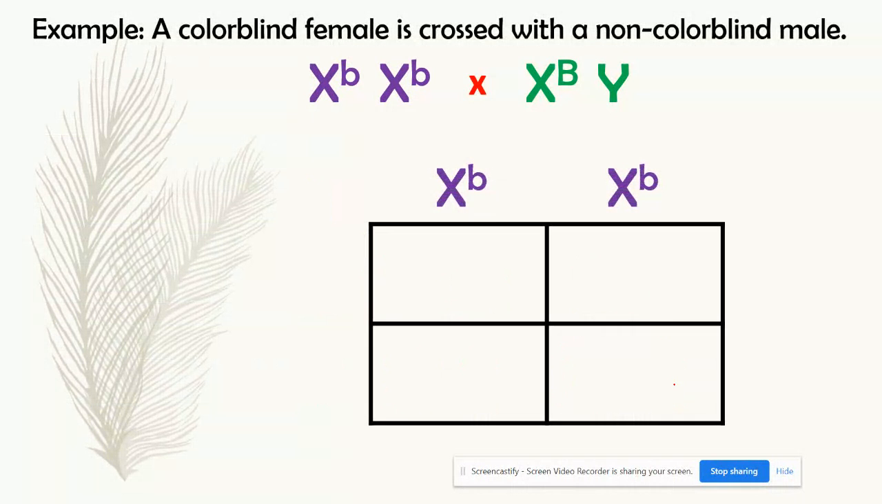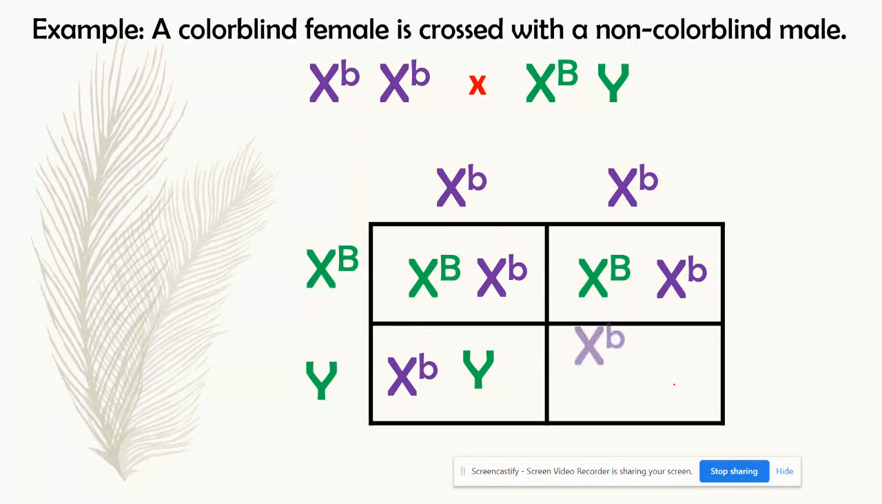So let's say there's a colorblind female crossed with a male who can see all colors. So when we fill in this Punnett square, what we notice is pretty cool. Even though the mom is colorblind in this example, it is impossible for her to have a daughter who is also colorblind because the dad is giving a dominant allele to every single one of his daughters. So all of the daughters will be heterozygous. Now, as far as the sons are concerned, every single one of the sons will be colorblind.